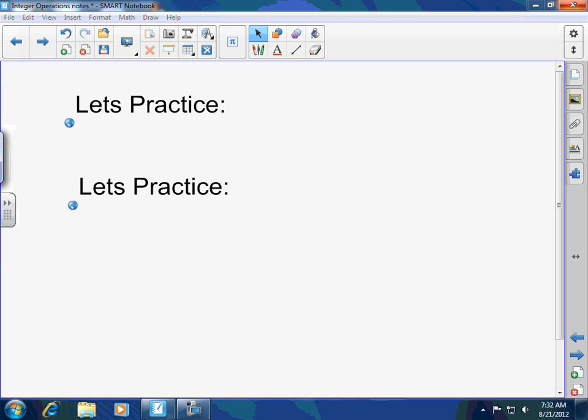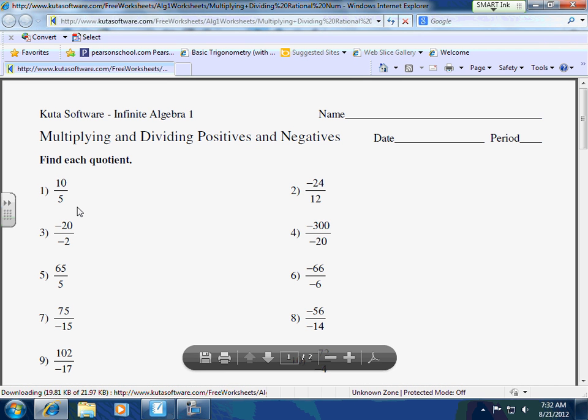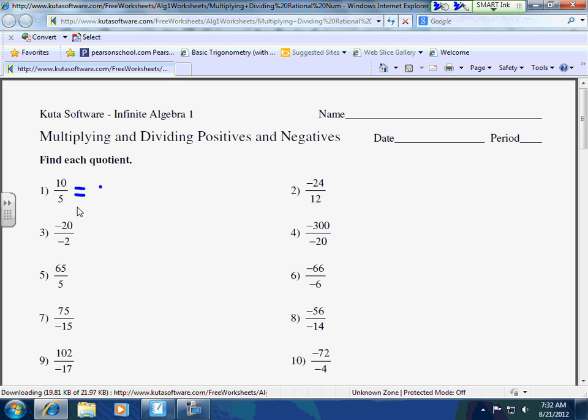All right. Let's check out one more practice. Let's look at multiplication and division, and you should be set. Positive 10 divided by positive 2. Whoa, that's easy. Positive divided by positive is positive. Negative 20 divided by negative 2. Positive. Negative divided by negative is a positive. 65 divided by 5. Positive divided by positive is a positive. That's 13. 75 divided by negative 15. Positive divided by a negative is a negative. So that's negative 5.